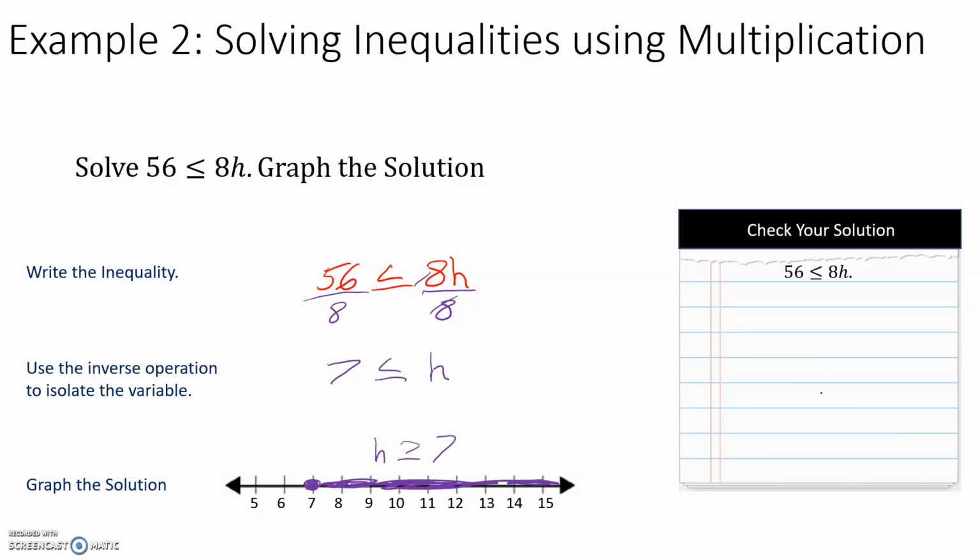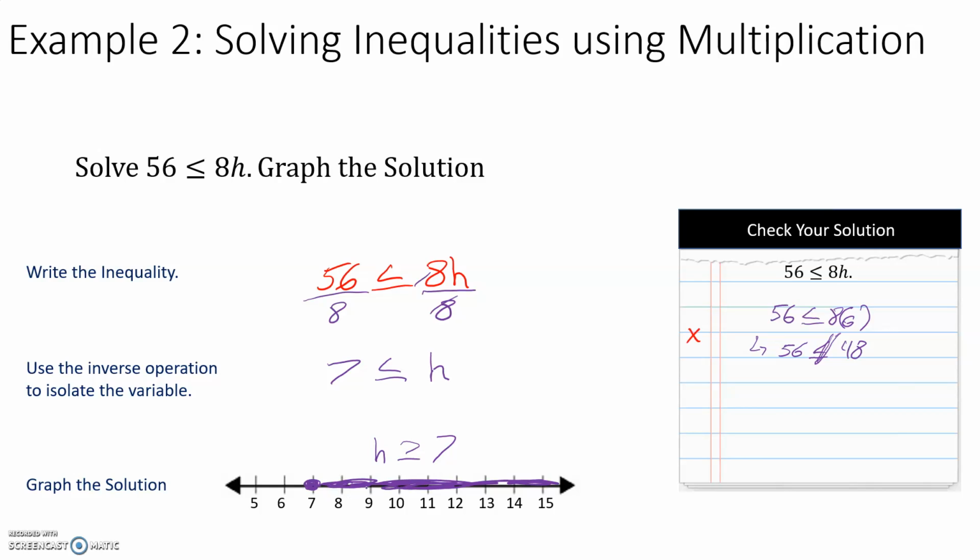Okay. All right, so to check my work, I'm just going to plug in a value on both sides of the circle, 6 or 8, into my equation. Let's try 6 first. So 56 is less than or equal to 8 times 6, and that's 48. So 56 is less than or equal to 48, and that is not true because 56 is greater than 48, so that is not the solution.